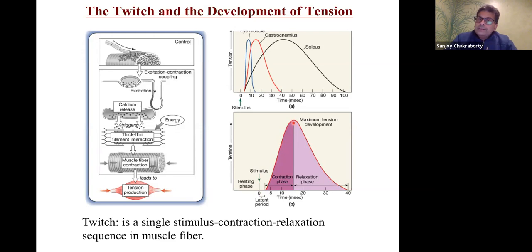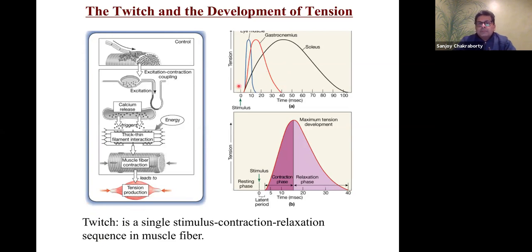And what happens next? Calcium goes back. Now the muscle slowly relaxes. This single cycle is known as a muscle twitch. So what is a muscle twitch? A muscle twitch is a single stimulation, contraction, relaxation sequence in a muscle fiber. That's called a twitch.